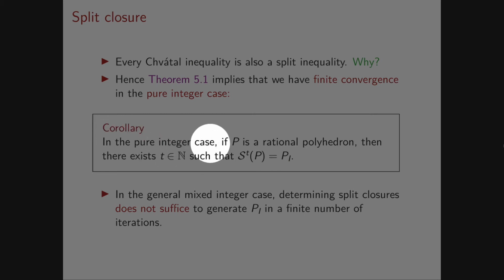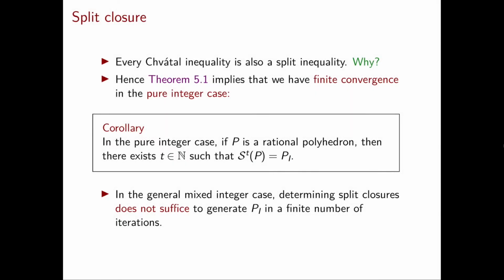In the pure integer case, if P is a rational polyhedron, then there exists a finite number T, so that the split closure of P number T is equal to the integer hull of P. But what about the mixed integer setting? Well, it turns out that in the mixed integer case, in fact, split inequalities are not sufficient to generate PI in a finite number of iterations.